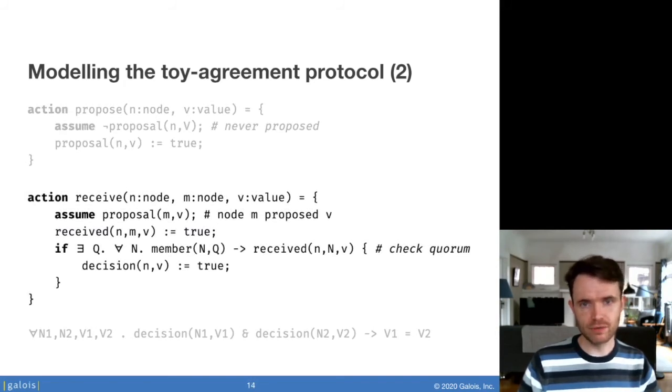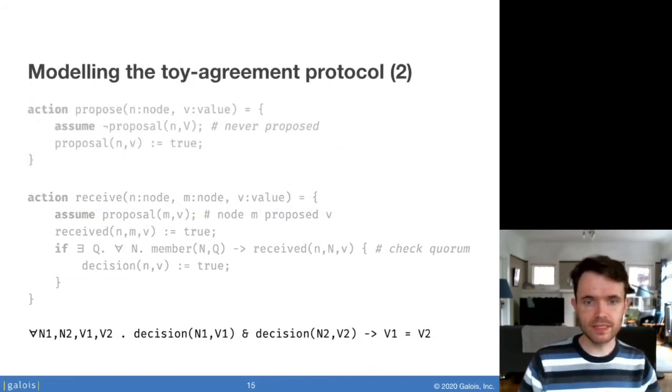The receive action begins with a guard that ensures it only fires once the appropriate value has been proposed by some other node. It updates the received relation to record that the message arrived at the node. Then the action checks whether the set of nodes from which messages have been received form a quorum. If this is so, the node indicates that it's decided on a value by updating the decision relation.